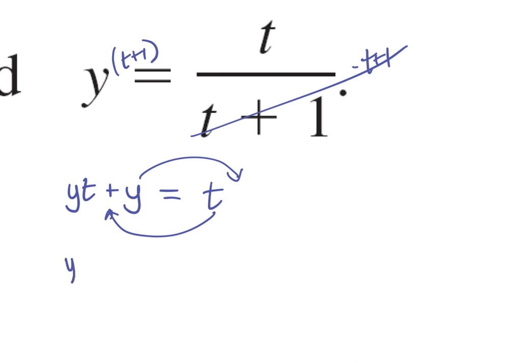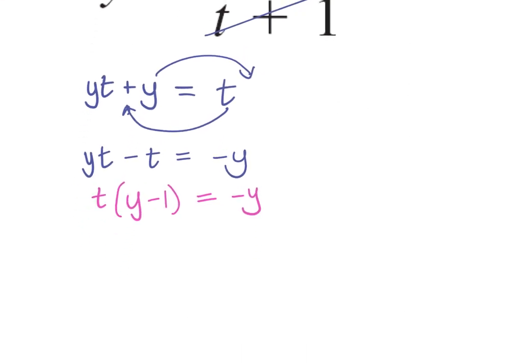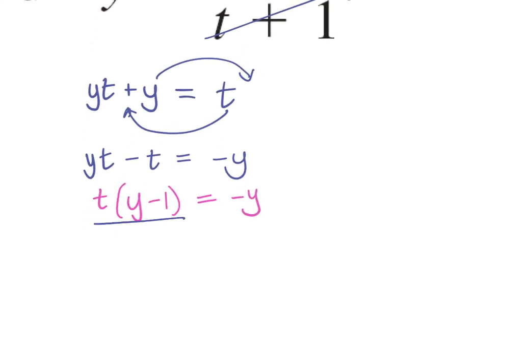So I get yt minus t equals negative y. And then I want to take out a t. I get t times y minus 1 equals negative y. And then I want to isolate the t, so I divide both sides by y minus 1.